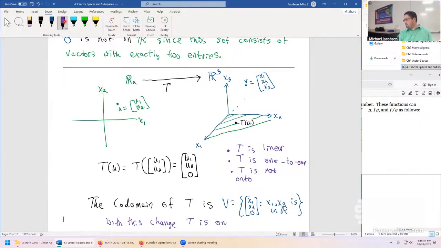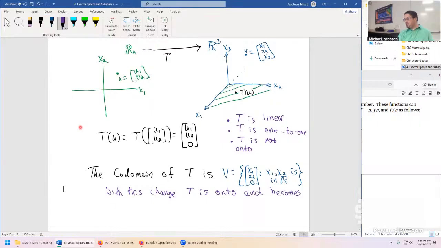T is on R2 and becomes an isomorphism. Meaning anything you do in the domain space R2 would be equivalent to not doing stuff in R3, but doing stuff in this specific vector space. We just insert a 0 inside to make it fit geometrically into R3, but now it's an isomorphism. R2 algebraically is completely equivalent to V.